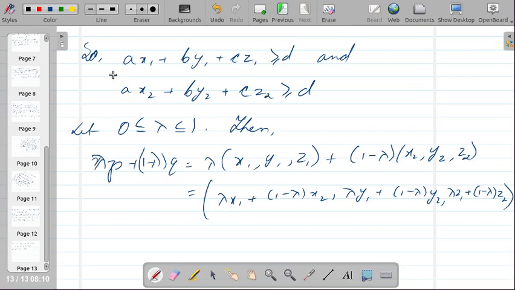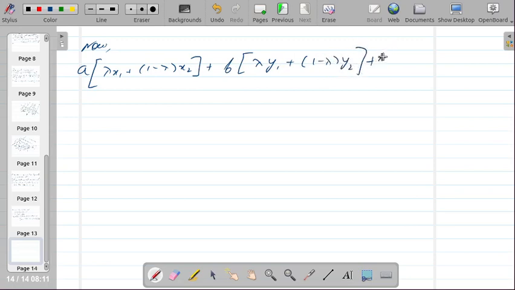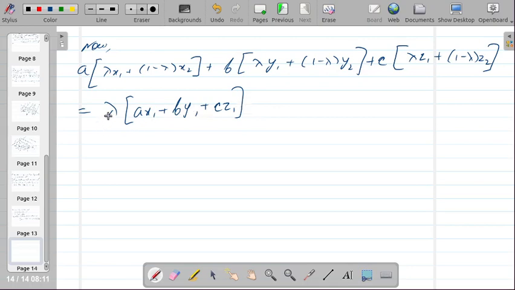So I have to check whether a into this quantity plus b into this quantity plus c into this quantity is greater than or equal to d or not. For that I will compute this. So a into (lambda x1 plus 1 minus lambda x2) plus b into (lambda y1 plus 1 minus lambda times y2) plus c into (lambda z1 plus 1 minus lambda times z2). Let us see what happens. This is equal to lambda into (ax1 plus by1 plus cz1), I have collected all coefficients of lambda, taking lambda common here, plus 1 minus lambda common from here, (ax2 plus by2 plus cz2).